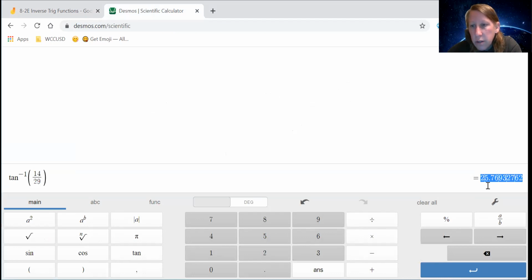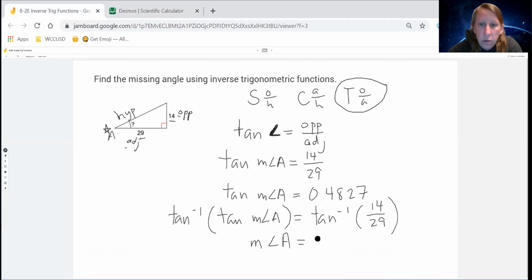And it was between 25 and 26 and a little bit closer to 26. I often round to the nearest angle measure, so I would probably round this up to 26 degrees. So really cool. The inverse trig functions give you the measure of the angle.